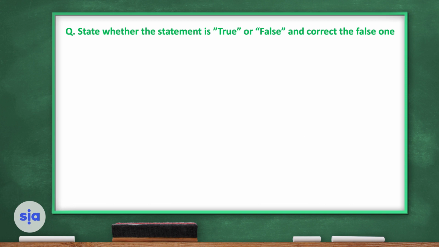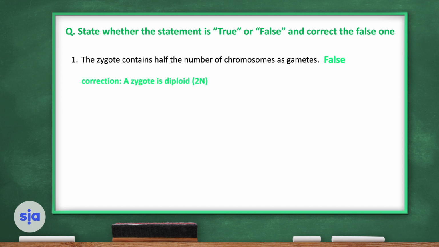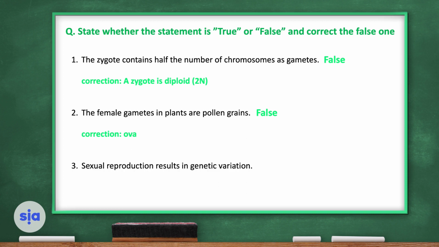State whether the statement is true or false and correct the false one. Number 1, the zygote contains half the number of chromosomes as gametes. Of course, it's false. The zygote is diploid. The female gametes in plants are pollen grains. It's false. It's the ova. The pollens are the male gametes. Sexual reproduction results in genetic variation, and this is of course true as a result of the crossing over phenomena.